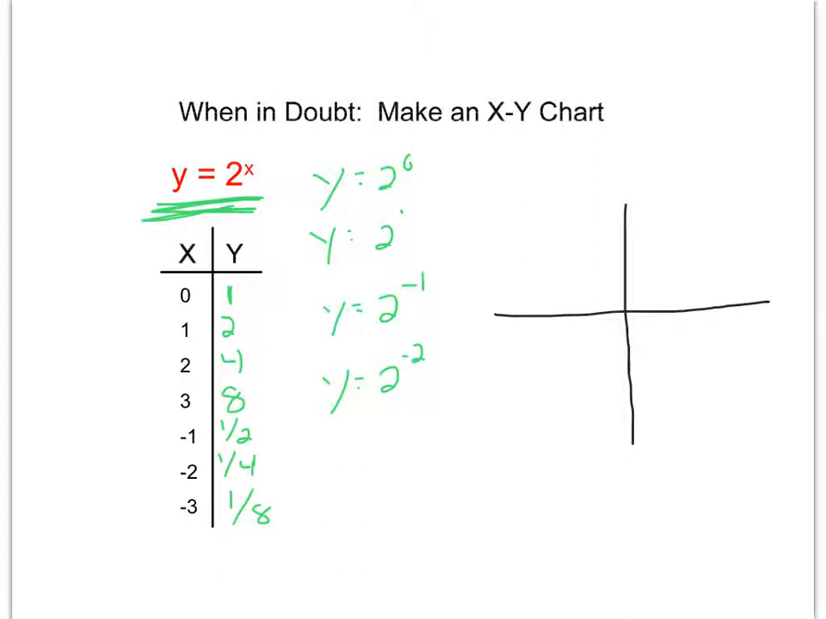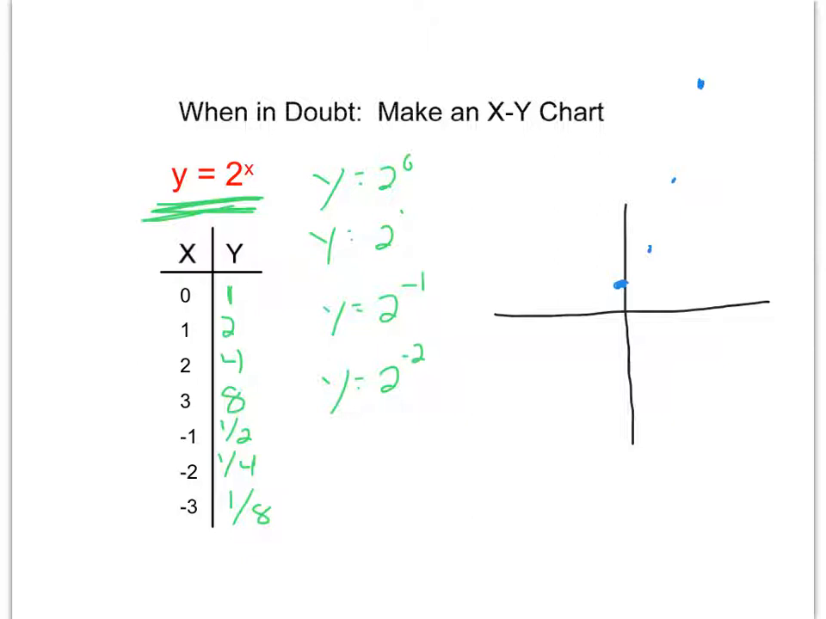When x equals 0, y is 1. So I have a y-intercept right here at 1. Now when x is 1, y is 2, so that's here. When x is 2, y is 4, that's up here. When x is 3, y is 8, that's going to be up here.